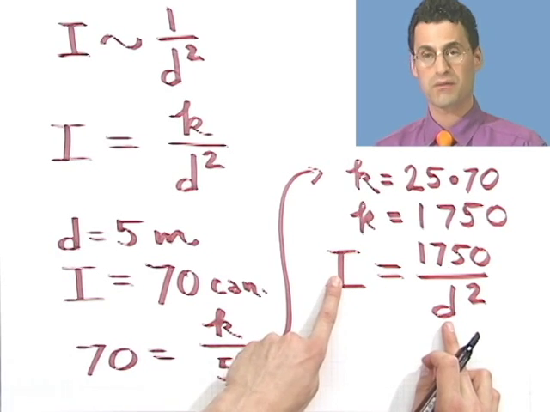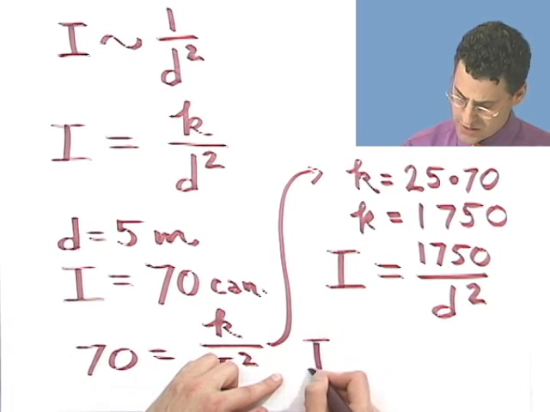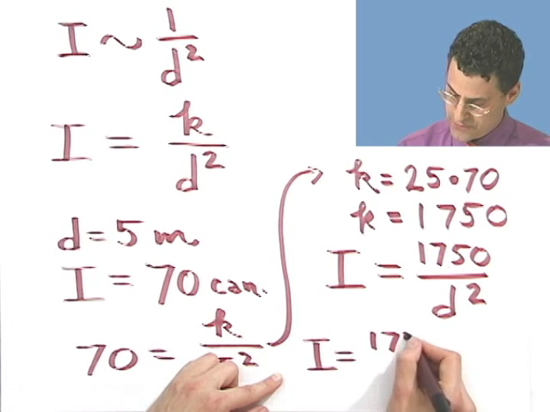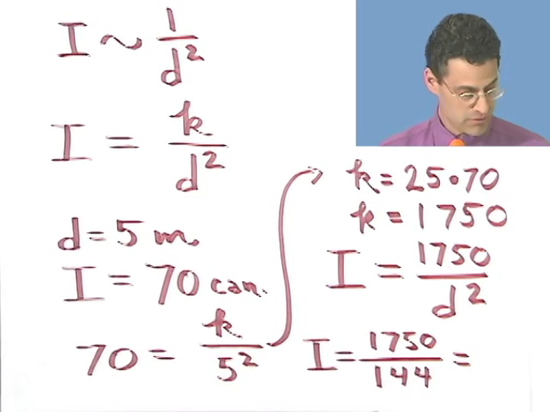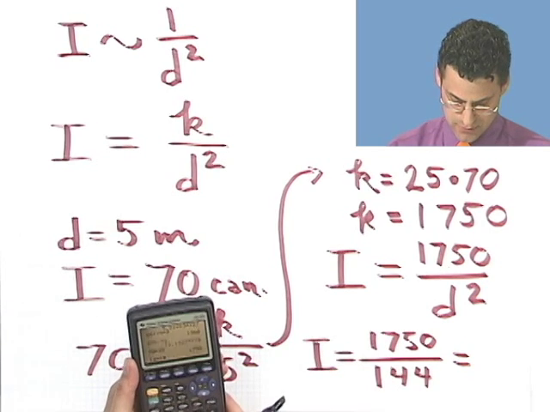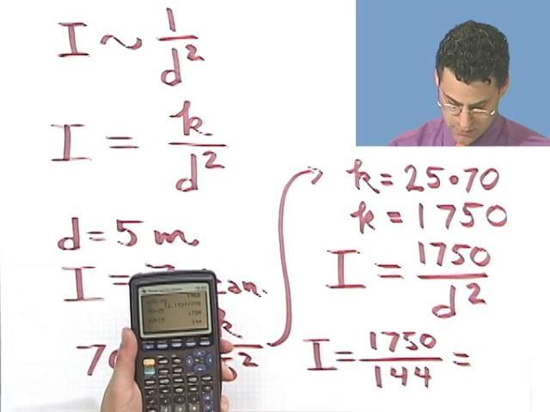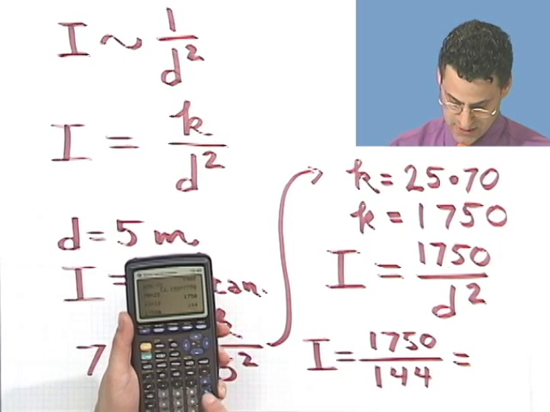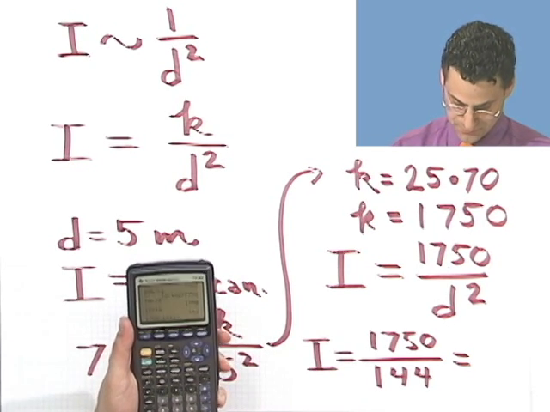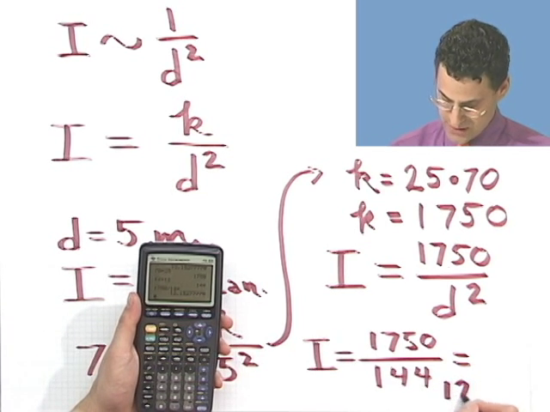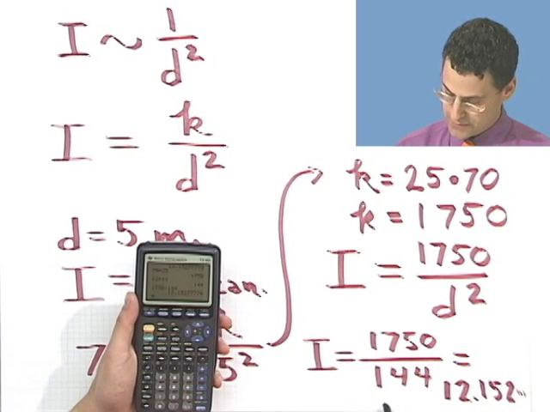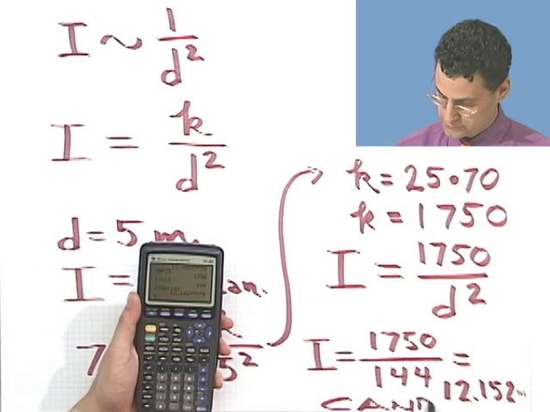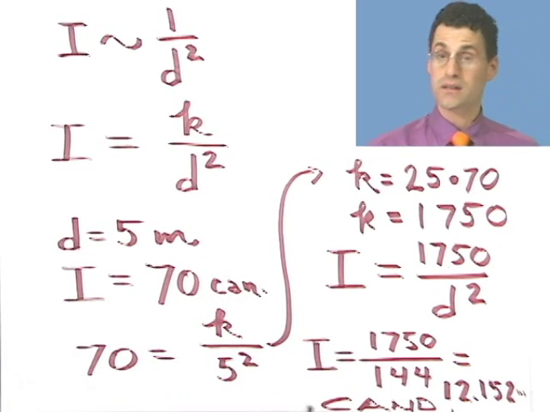How would I find that out? I would put in 12 for the distance and see what the illumination is. So that illumination would equal 1,750 divided by 12 squared, which is 144. What would that equal? Let's try that really fast. I take 1,750 and divide it by 144, and that would equal around 12.15727 candela. And so that's the illumination.